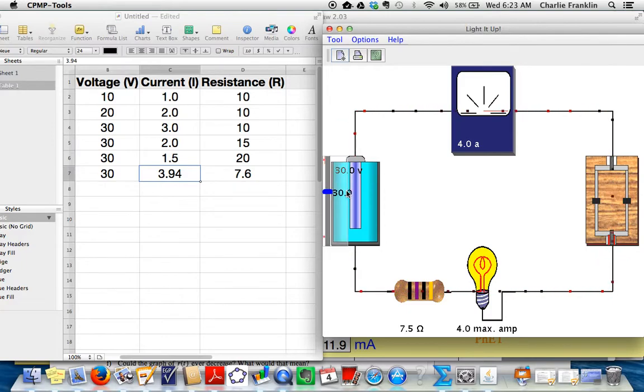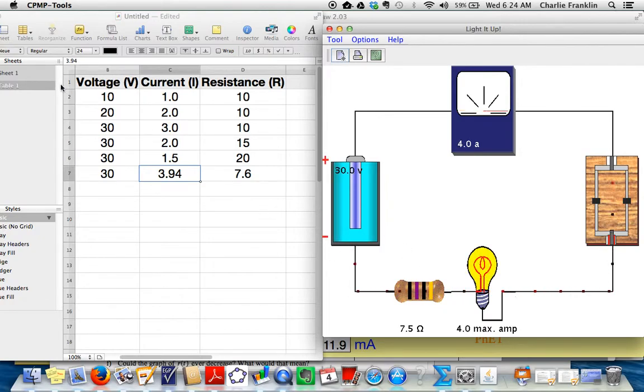If I put in a slightly bigger battery, anywhere above 30 volts, I have more than 4 amps. The light bulb can only hold 4 amps, and then, broken light bulb.